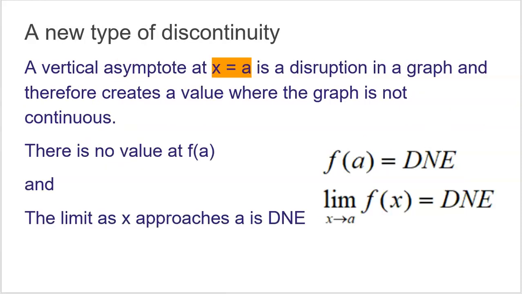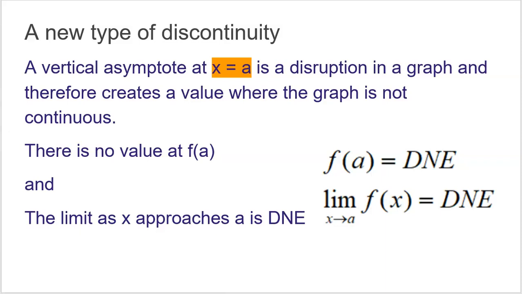If it makes both the numerator and the denominator equal to 0, that is not a vertical asymptote. Now let's talk a little bit more about how a vertical asymptote is a new type of discontinuity. We've seen holes before in graphs, and we've talked about jumps that could be discontinuities, but a vertical asymptote is a brand new type of discontinuity. So a vertical asymptote at x equals a is a disruption in a graph and therefore creates a value where the graph is not continuous.